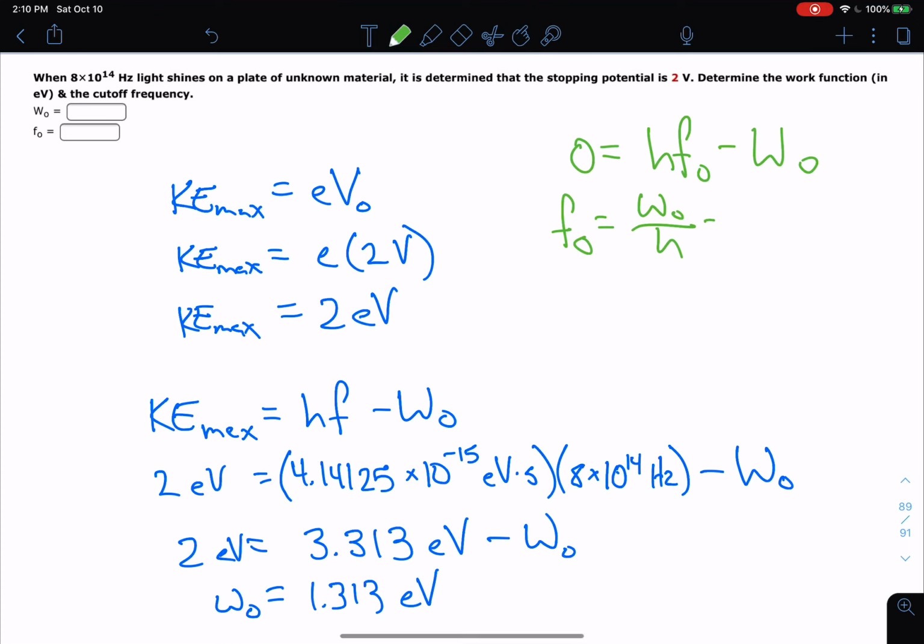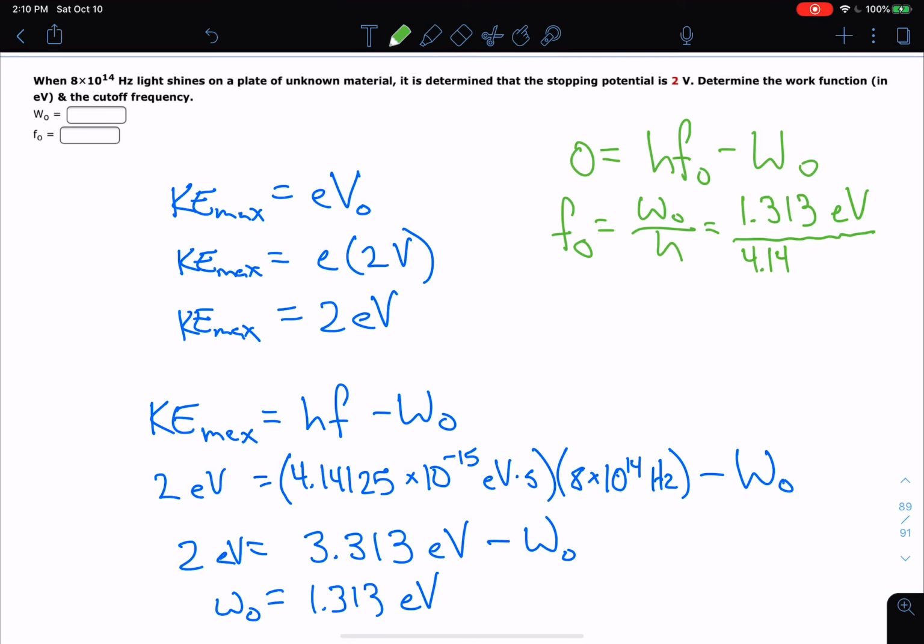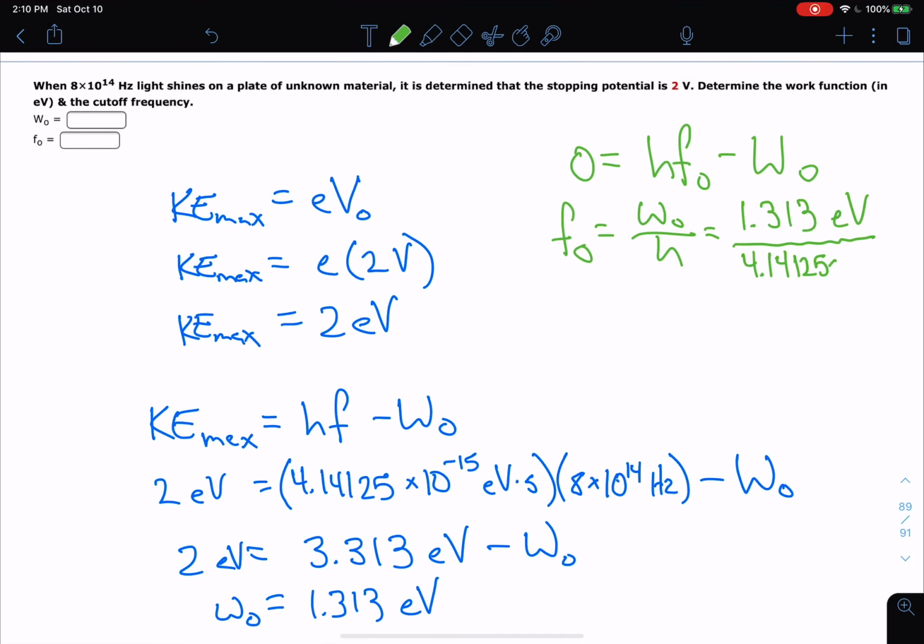So I'll just put in my work function, 1.313 electron volts. And I'll put in my value for h, 4.14125 times 10 to the negative 15th electron volt seconds. And go through, and I get 3.1705 times 10 to the 14th hertz.